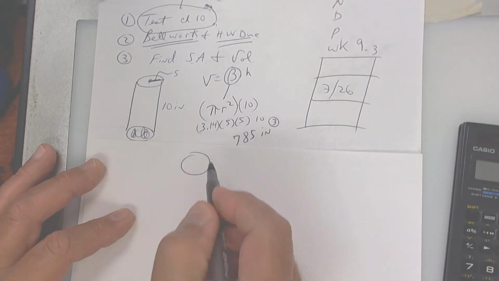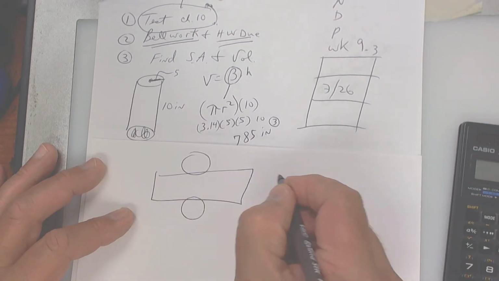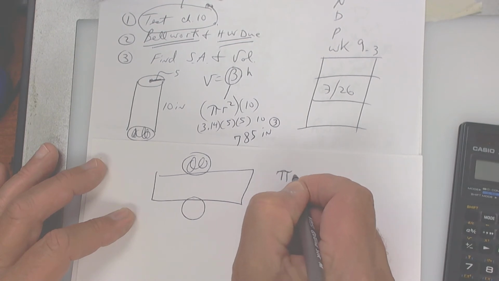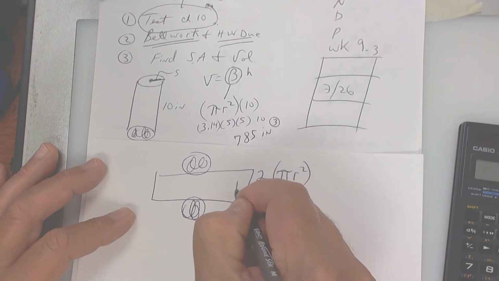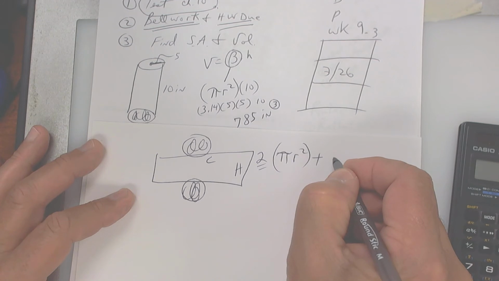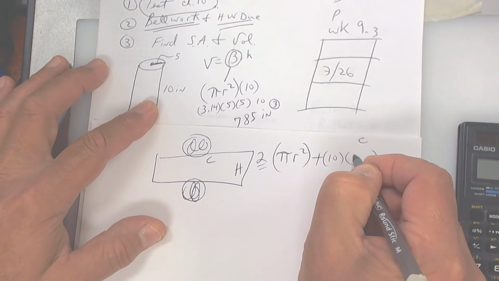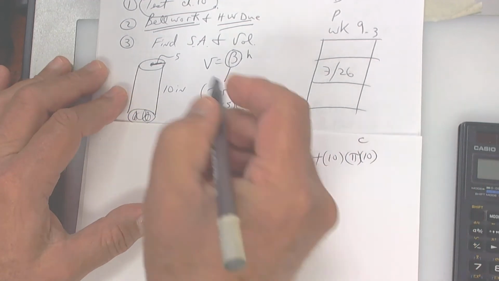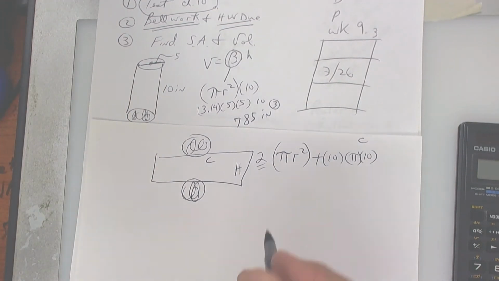Surface area, you have 2 circles, plus you have some rectangle in here. Okay, so one circle is pi radius squared, but you have 2. And then the rectangle is going to be the height times circumference. So plus the height, which is 10, and the circumference is pi times diameter. The diameter is 10. The diameter is the big one. Okay? So you substitute and you get your answer.